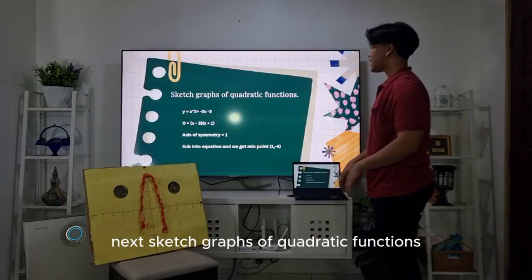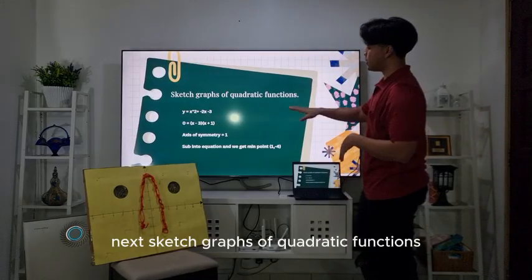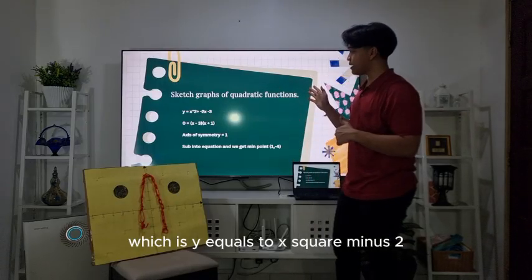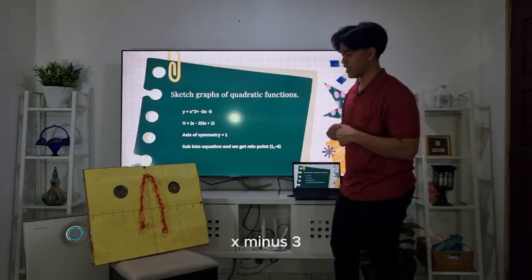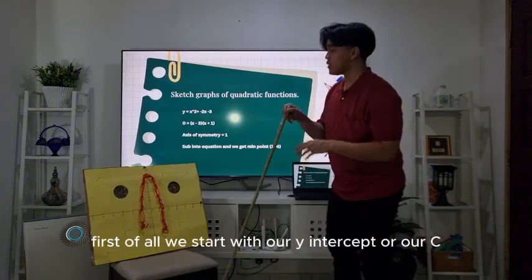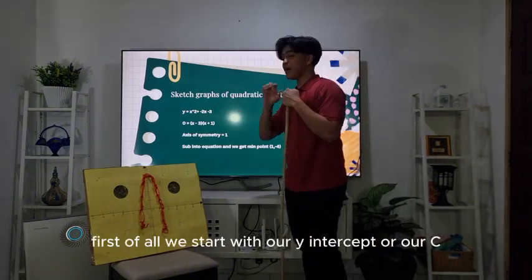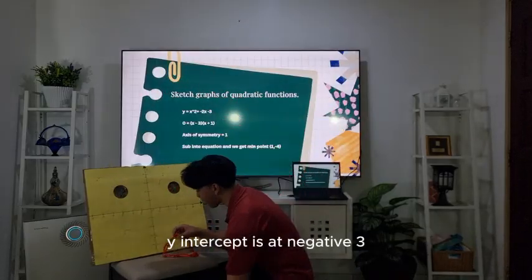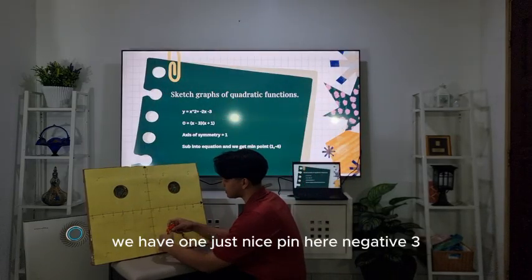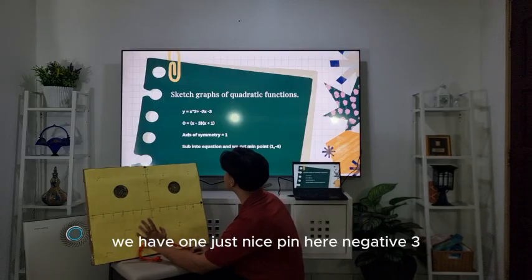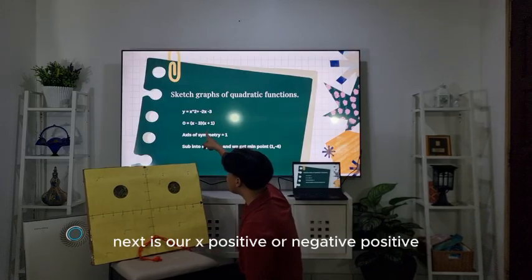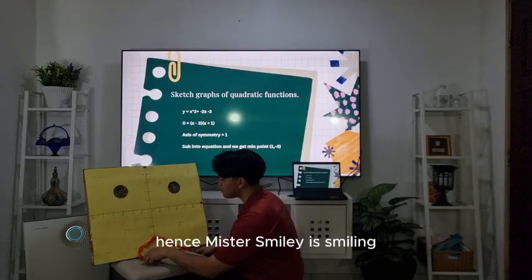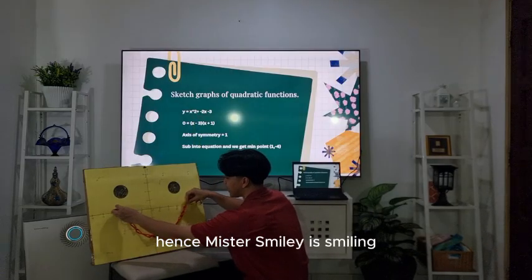Next, sketch graphs of quadratic functions. So we have an example which is y = x² - 2x - 3. First of all, we start with our y-intercept or our C. Y-intercept is at -3. I have one just nice pin here. Negative 3. Next, is our A positive or negative? Positive. Hence, Mr. Smiley is smiling.